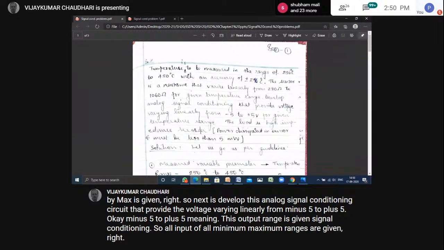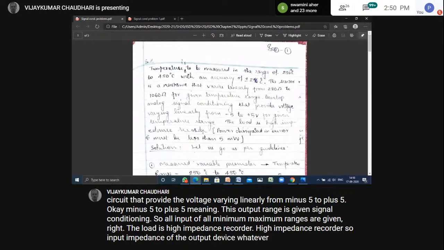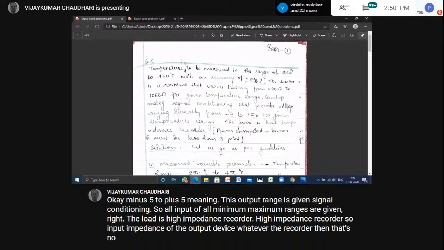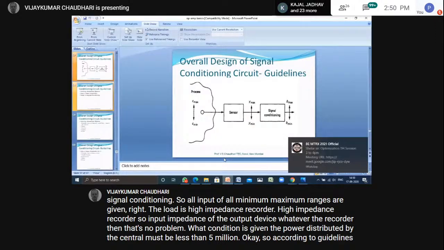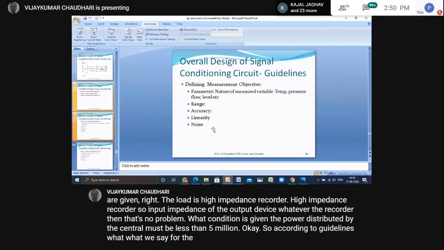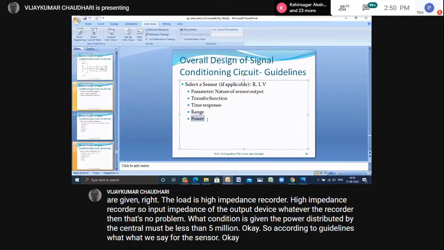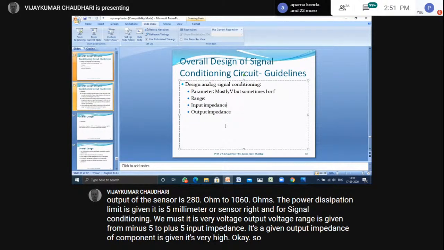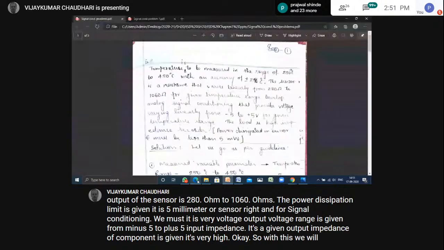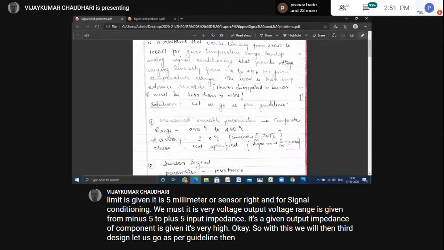The load is a high impedance recorder, so the input impedance of the output device is no problem. What condition is given? The power dissipated by the sensor must be less than 5 milliwatt. So according to guidelines, for the sensor, the power requirement range is given. With this, we will start the design. Let us go as per the guidelines that we have seen.